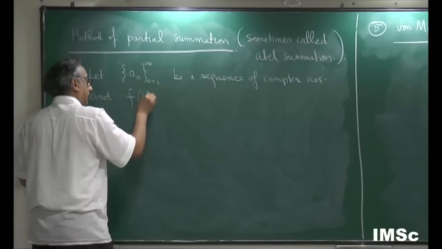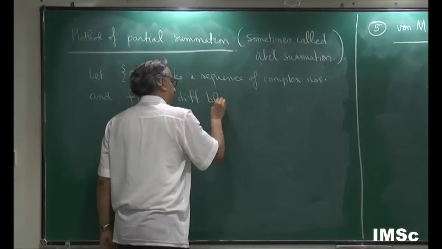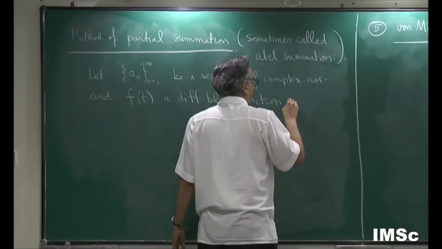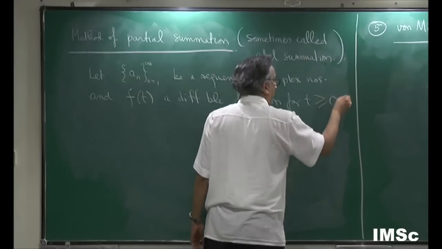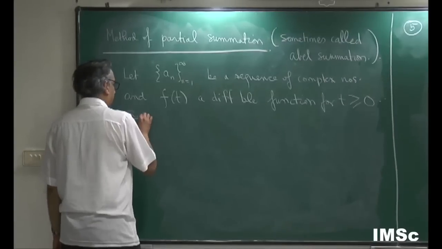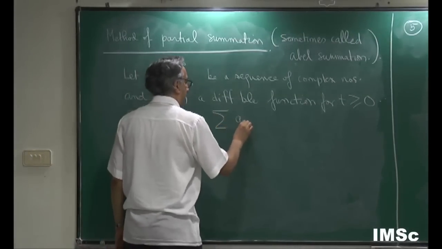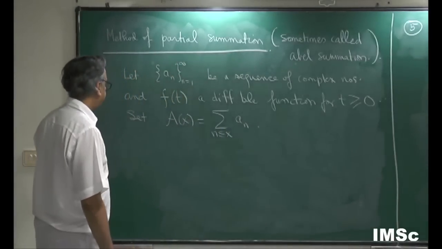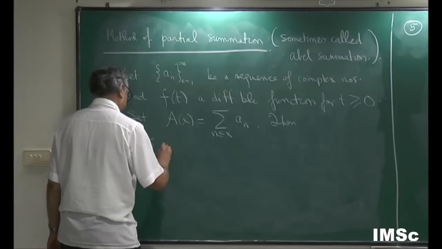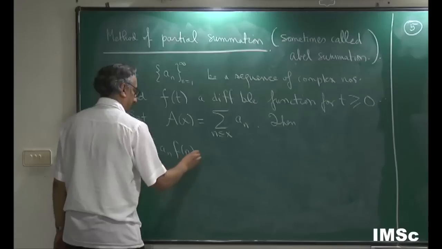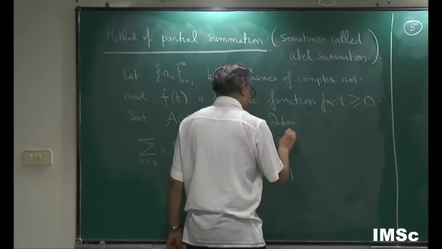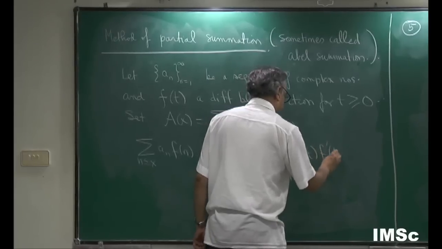f of t a differentiable function for t bigger than or equal to 0, say. You can restrict and relax these conditions, but it's not terribly important. Set A of x to be the partial sums of A sub n. Then the sum over n less than x of A sub n f of n is equal to A of x f of x minus the integral from 1 to x of A of t f prime of t dt.